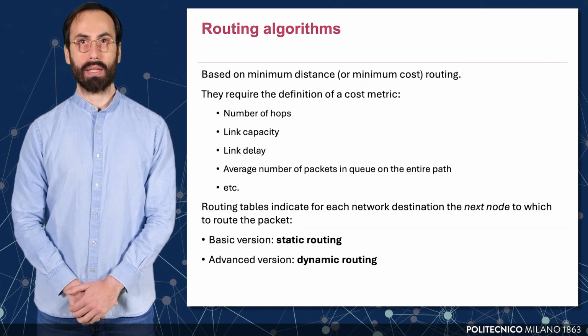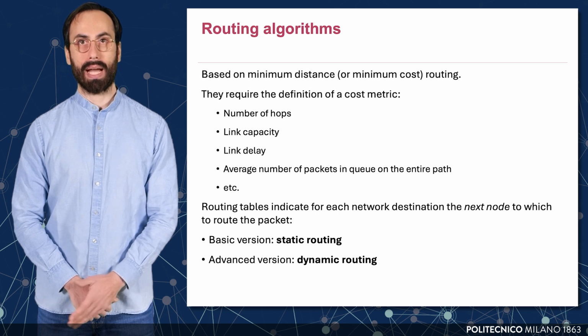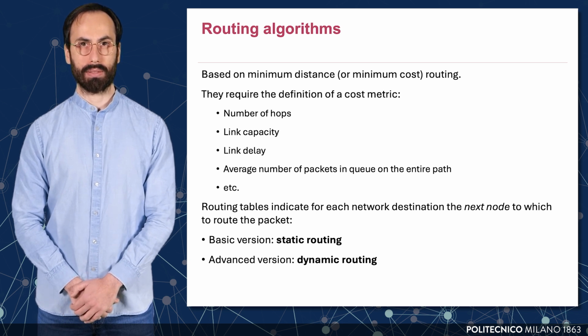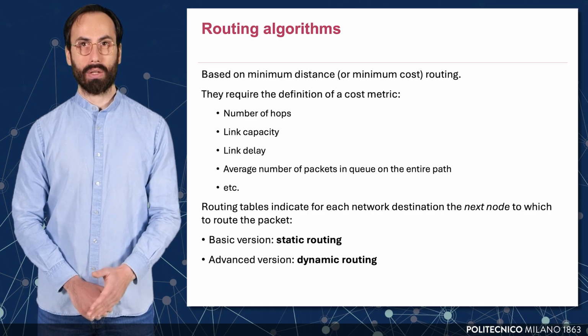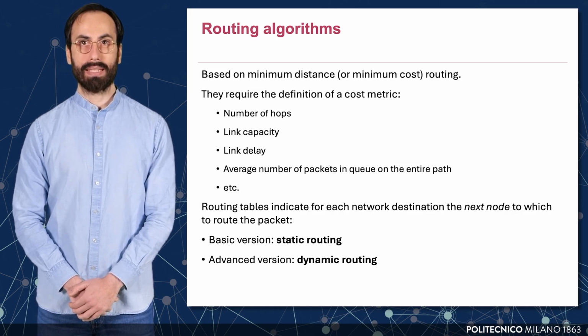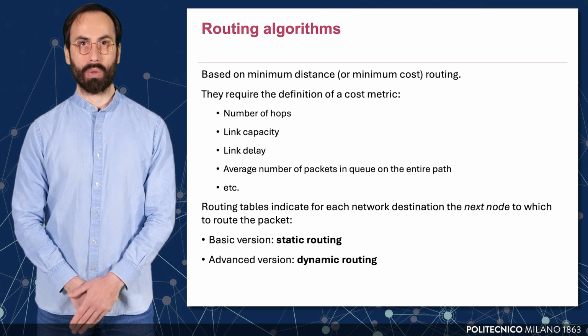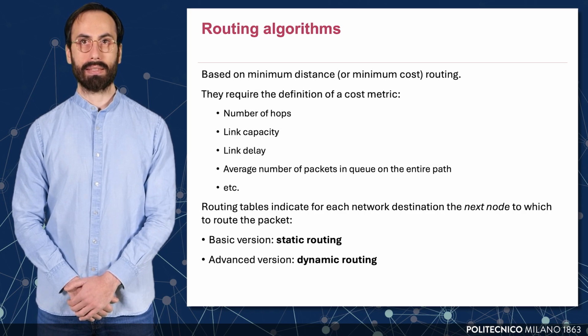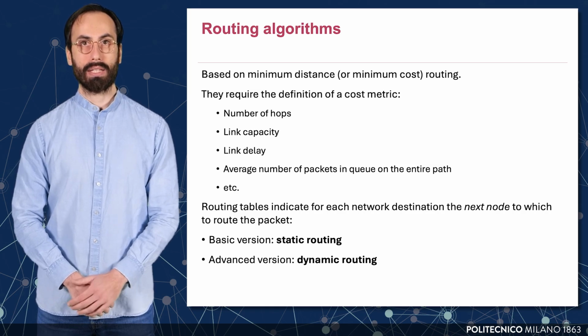Routing algorithms are responsible for choosing the best path to forward packets across the network. They're typically based on minimum cost or minimum distance, where cost can mean different things, like the number of hops, the capacity of a link, delay, or even how congested a path is. The routing algorithm calculates this cost and builds the routing table by selecting the next node or next hop for each possible destination.